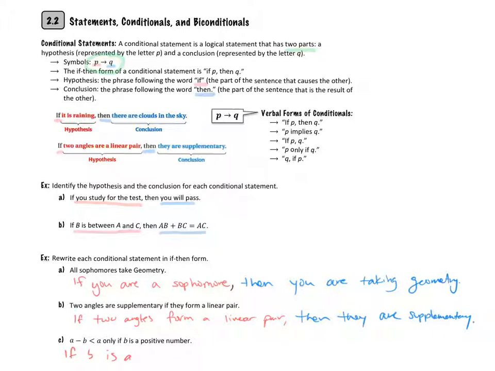In our next example, we have that A minus B is less than A only if B is a positive number. We're going to come back to that word only in a little bit. So for now, if B is a positive number, then A minus B is less than A.